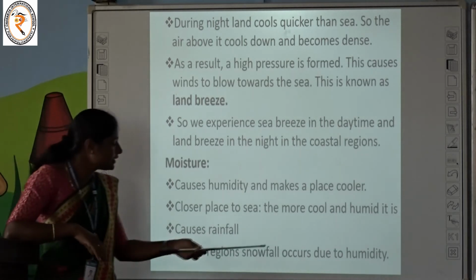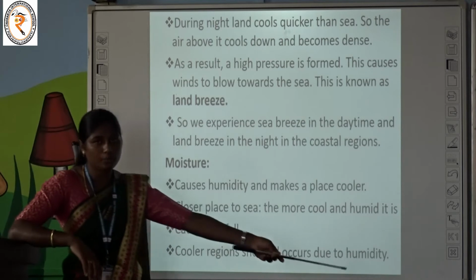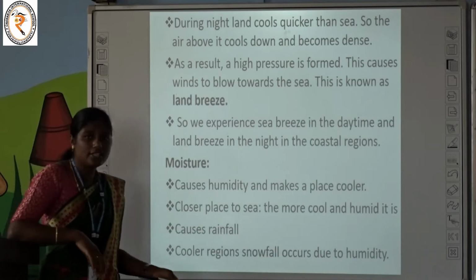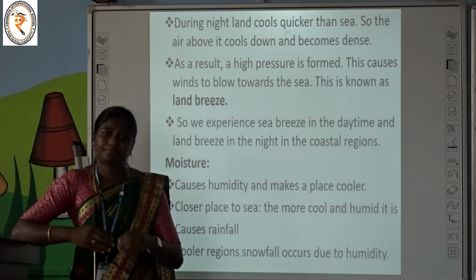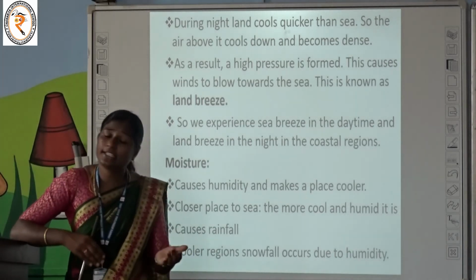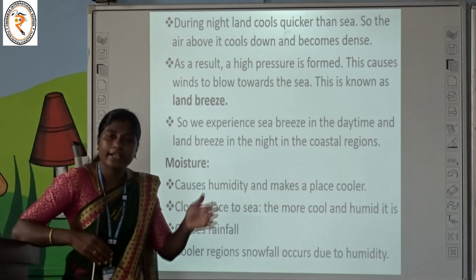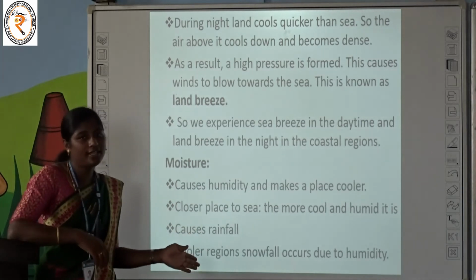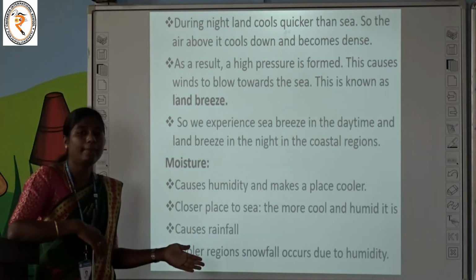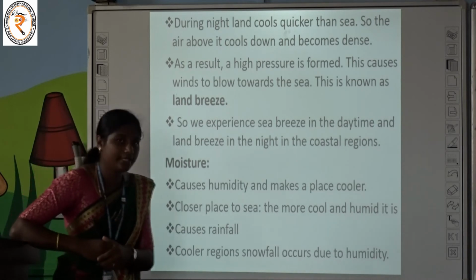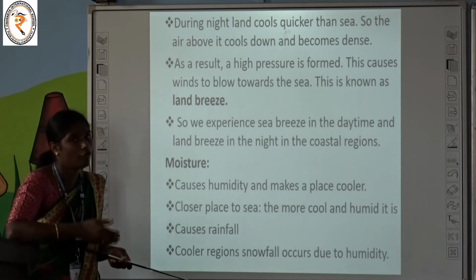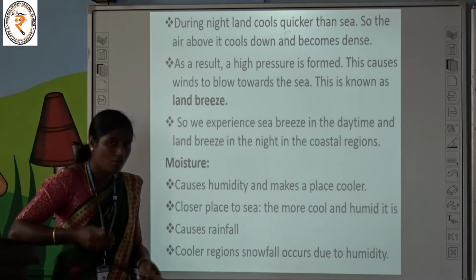And in cooler regions, snowfall occurs due to humidity. In the cooler regions, take the northern mountains. The mountains will first of all be more cold. And if the moisture in the air is more, what will happen? It will be even cooler and snowfall will occur. So, this is the reason why snowfall occurs in the northern mountains.